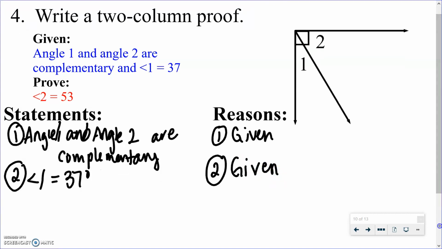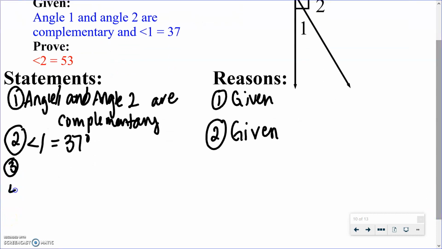Okay, and I said that mine's going to have 5 steps. So 3, 4, and 5. And I know that this is what I'm trying to prove. Angle 2 is equal to 53 degrees. So I'm going to try and fill those in first and then do my reasons.